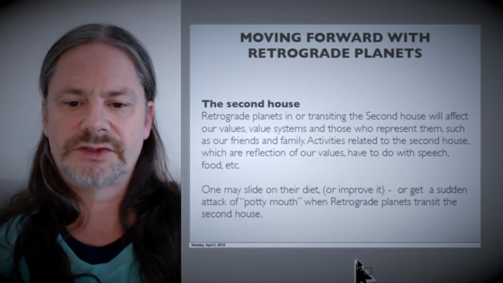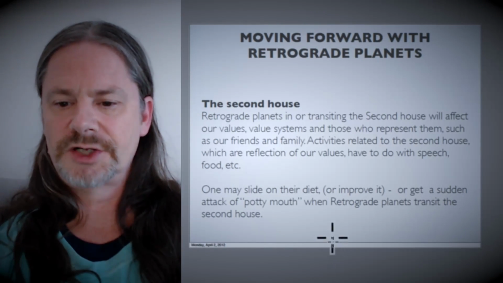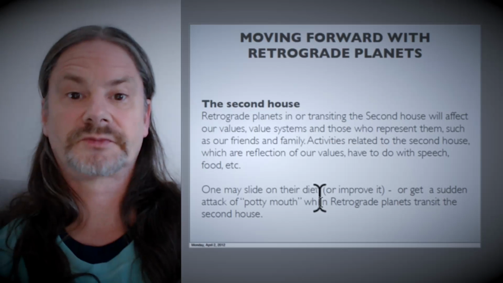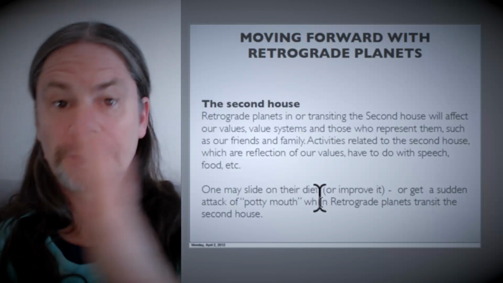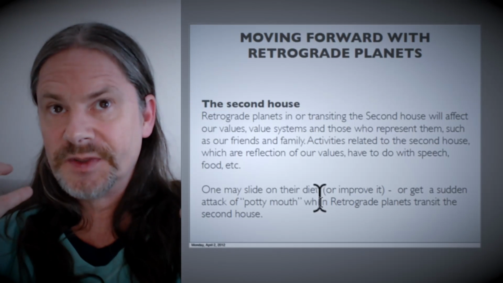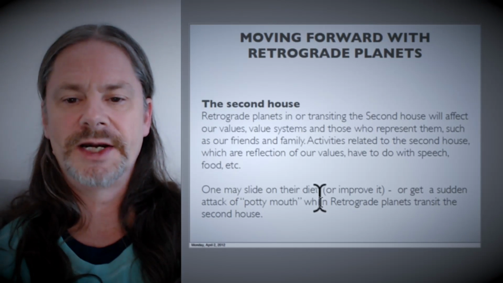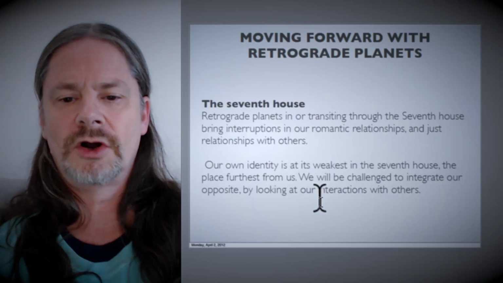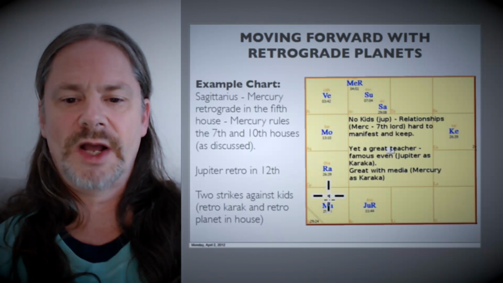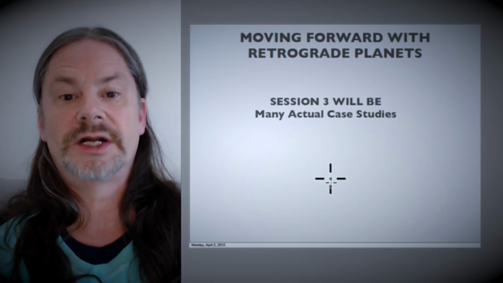Through the 2nd house, one may slide on their diet or improve it, get sudden attack of potty mouth when retrograde planets transit the 2nd house, like Rahu going through your 2nd, or Mars. That's just a transit. But if it's a retrograde planet, let's say it's Mars or it's Saturn, you might doubt your speech. If it's Saturn, if it's Mars, you might get into some battles or struggles, when it goes retrograde, etc. So again, all of these things are gone over in great detail in the retrograde planet course. And then I have a bunch of case studies as well. These are a couple example charts, and I have a whole section where there's many case studies as well.